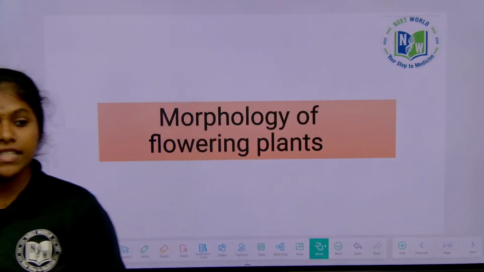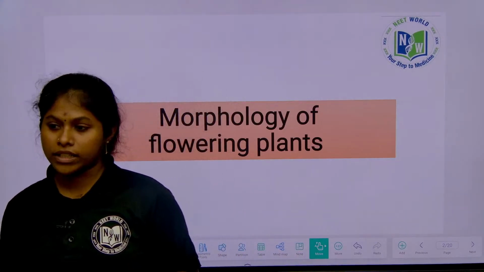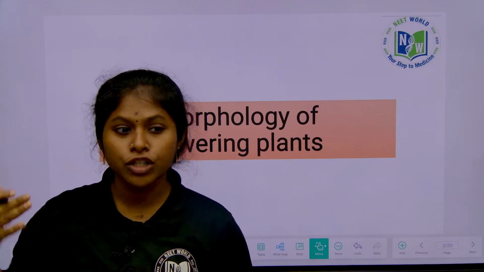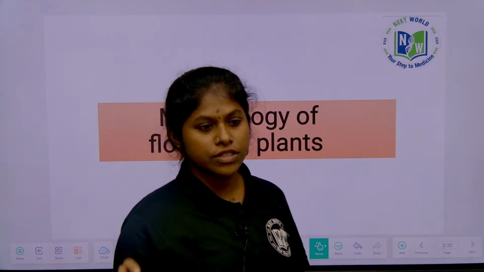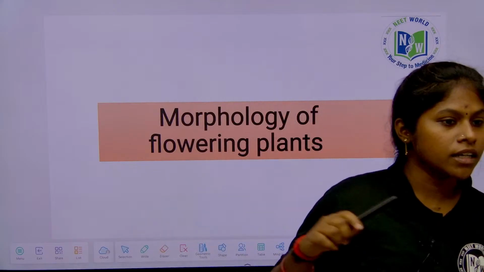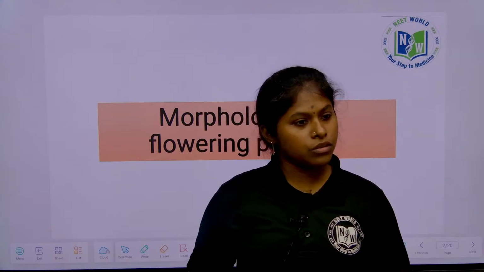Next, which is ascending growing. The descending part of the plant is root. The ascending part is shoot. From the shoot part only, all plant organs will arise, like stems, leaves, flowers, roots, everything.